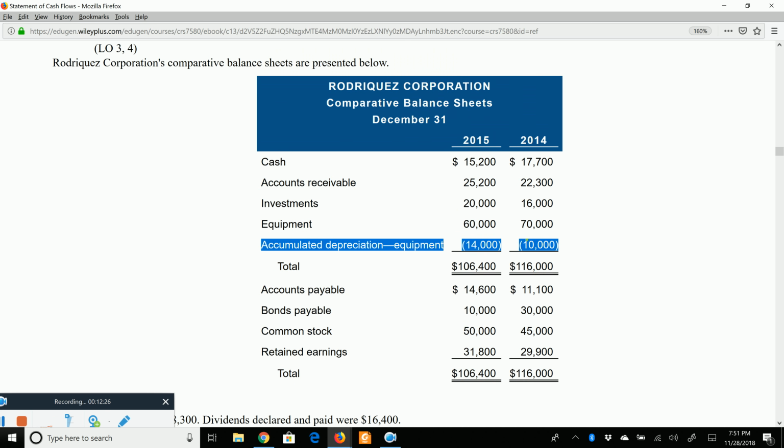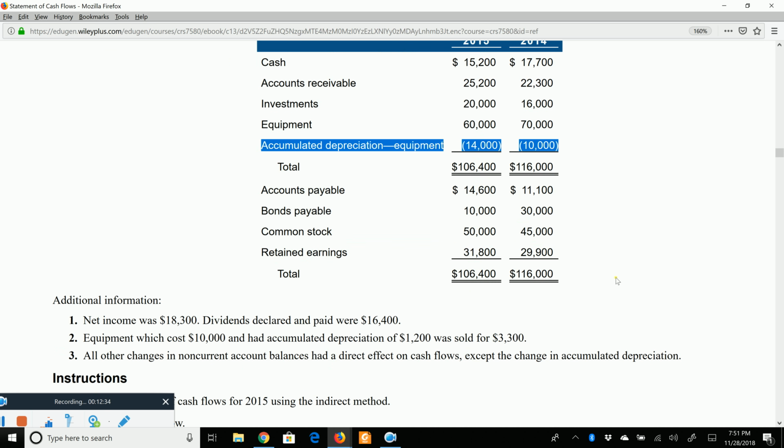Well, in the beginning of the year, the accumulated depreciation had a $10,000 balance. But at the end of the year, it had a $14,000 balance. That was an increase of $4,000. Now, what would increase accumulated depreciation?